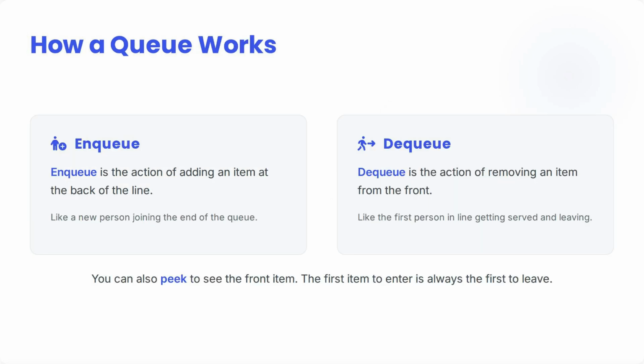A queue mainly uses two actions: Enqueue, which means adding an item to the back, and Dequeue, which means removing an item from the front. You can also peek to see what's at the front. The first item that enters the queue is always the first one to leave.